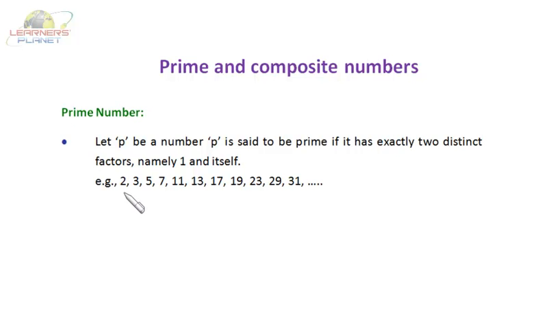Suppose I have an example of 2. There are only two factors of 2, that is 1 and 2. Okay. Similarly, I take example of 3. There are only two factors of 3, that is 1 and 3. Okay, and both of them are different from each other, isn't it? And how many factors are there of 5?